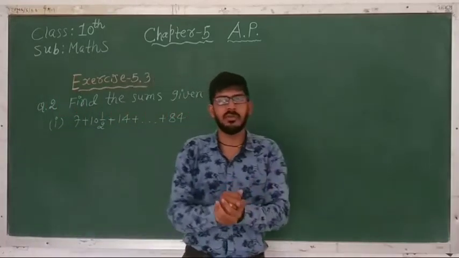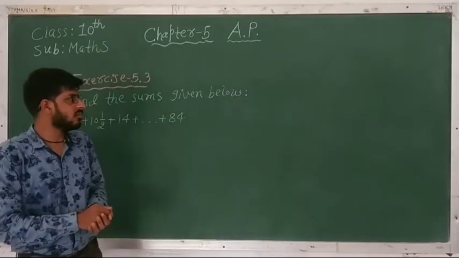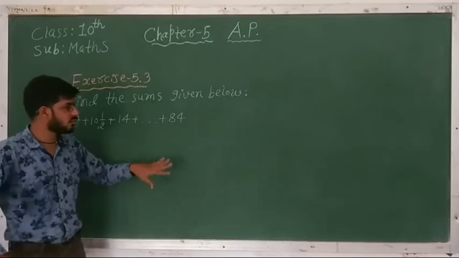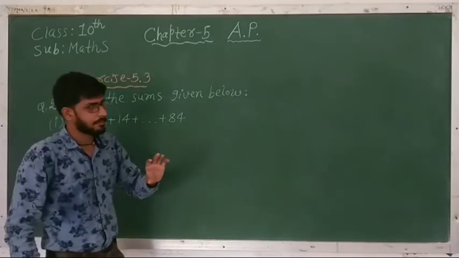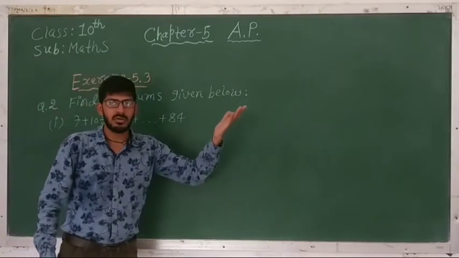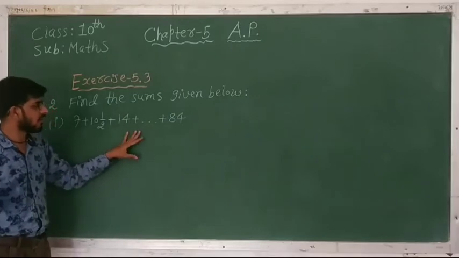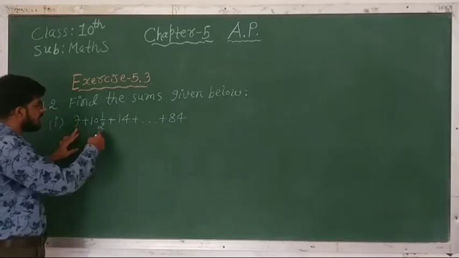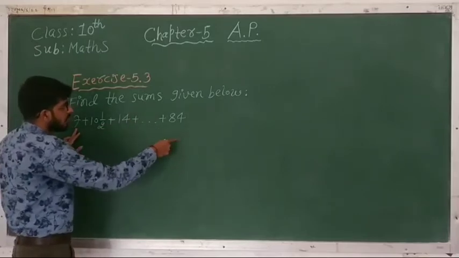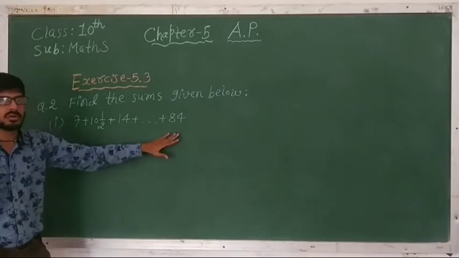What is the difference between question number 1 and 2? In both questions, we have to find the sums. In question number 1, the number of terms is given, but in question number 2, the number of terms is not given. We have to find the sum of 7 plus 10 and a half plus 14 up to 84. So here the first and last terms are given, but the number of terms is not given.